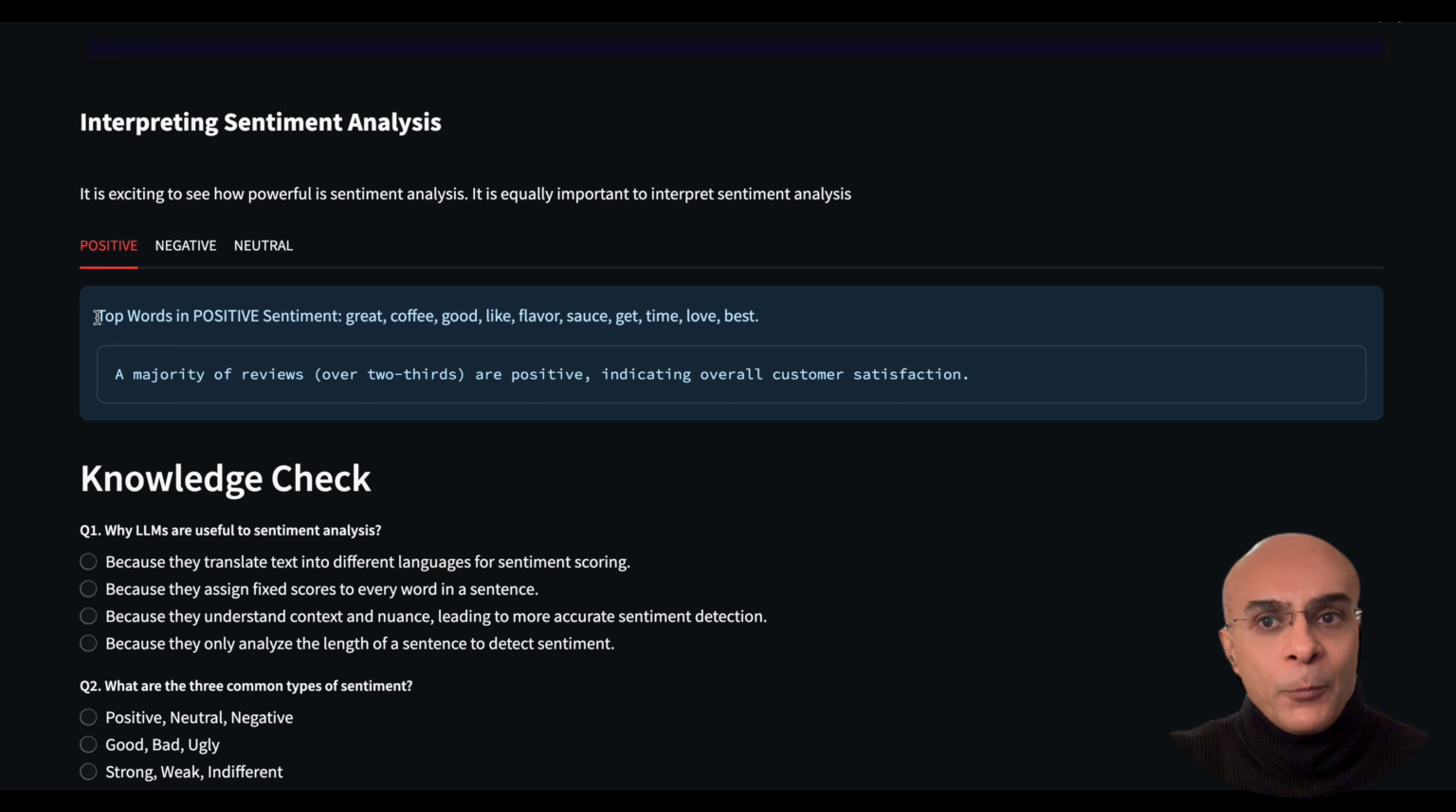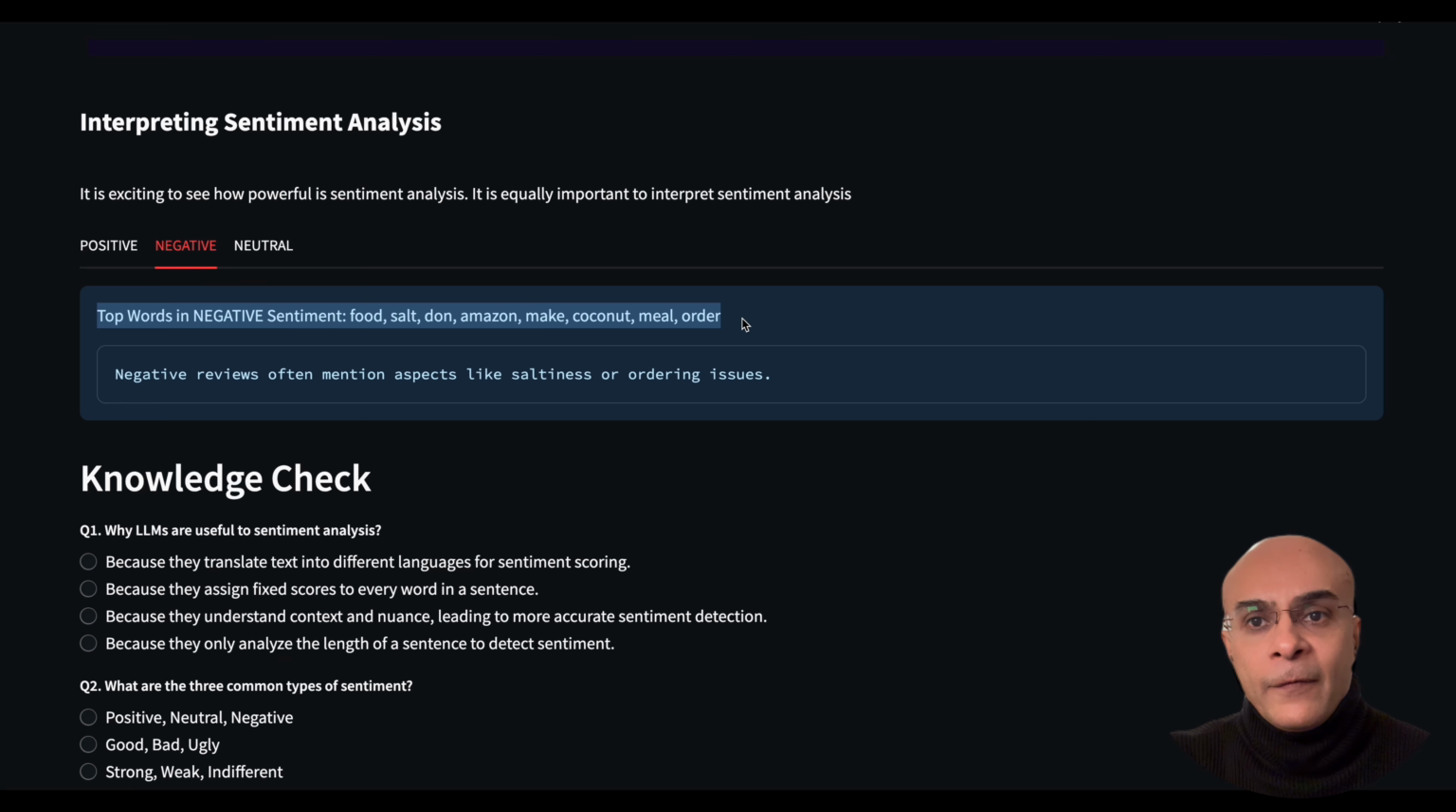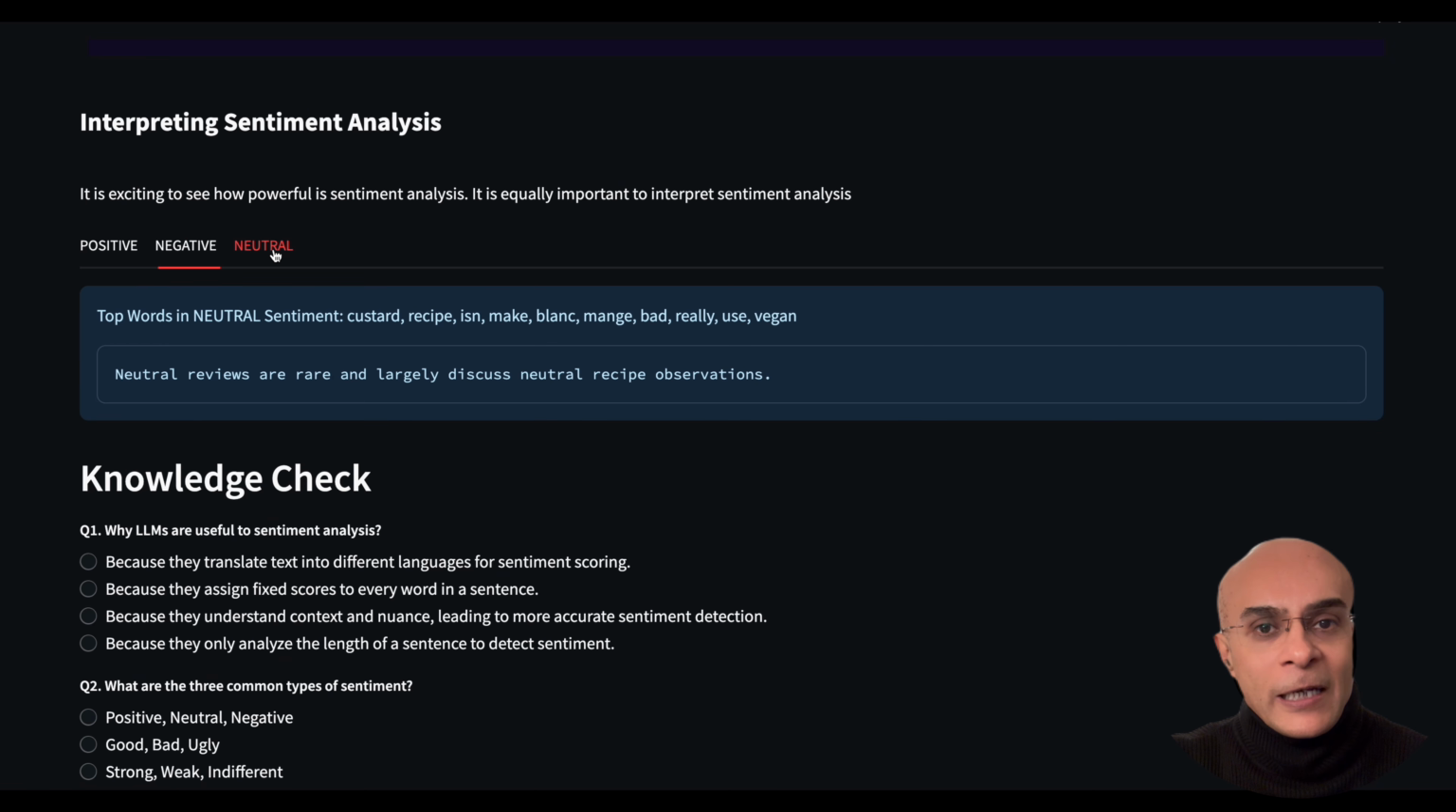So here we have the positive sentiment, and here we have the list of words which are occurring in the positive sentiment. And you can see what products could lead to a positive sentiment, such as coffee or sauce. And in addition, you can also analyze in the same way the negative reviews. So here you can see the top words which are occurring in the negative reviews, and you can also analyze the reason why the reviews are negative. In the same way, you can also do the same analyses for the neutral sentiments.